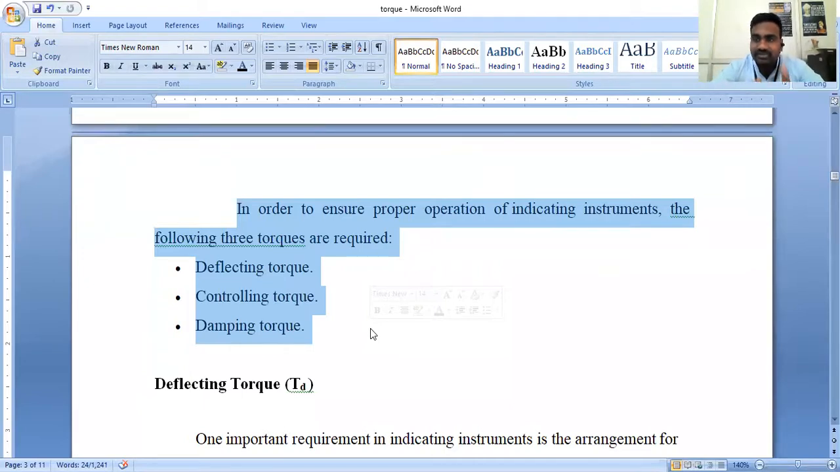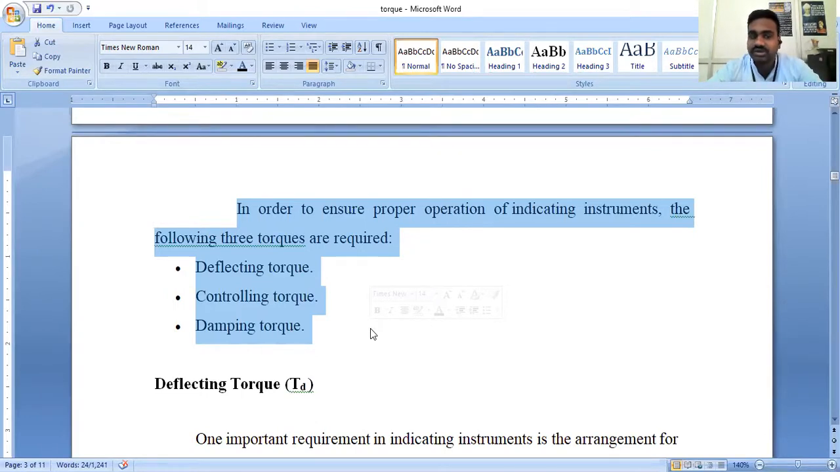So what is the purpose of these torques? We already discussed what the need of torque is. With the help of torque, we have to read how much electrical quantity is flowing in the line. With the help of torque itself, the needle will start displaying, and we will measure how much current, power, or voltage is flowing in the line.